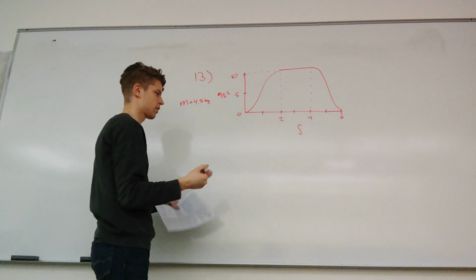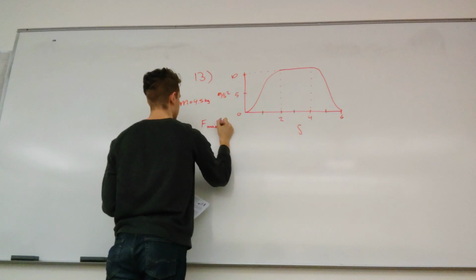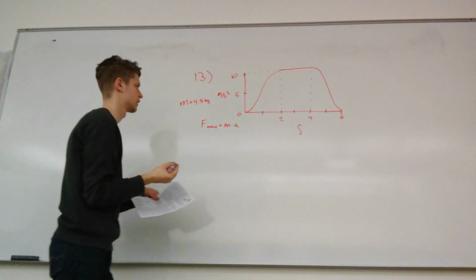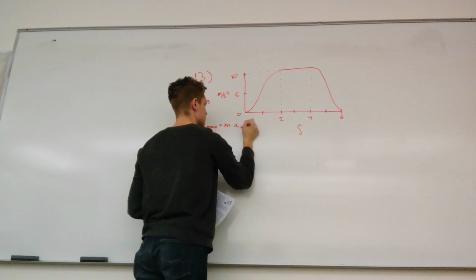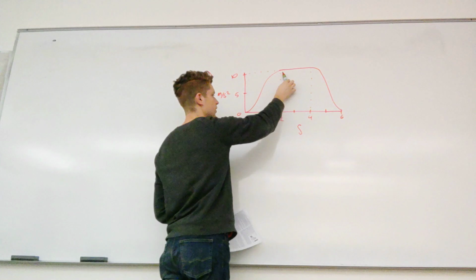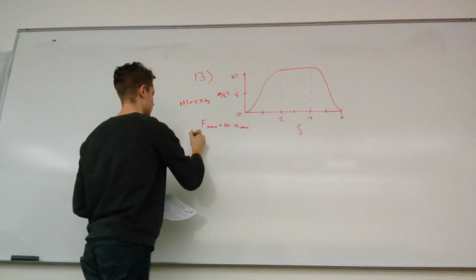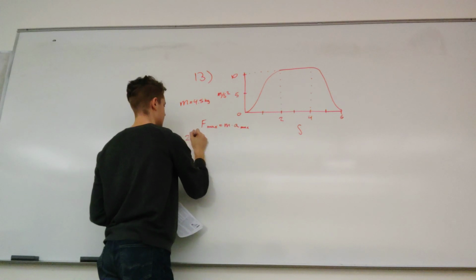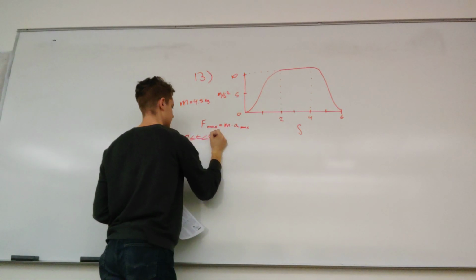So the maximum force, so force max, is when M times A is the greatest. So the mass is constant, so it's going to be when acceleration is at the max. So acceleration is a flat line from 2 to 4, and that's the highest point, and it's at 10. So the maximum force happens from 2 seconds to 4 seconds.